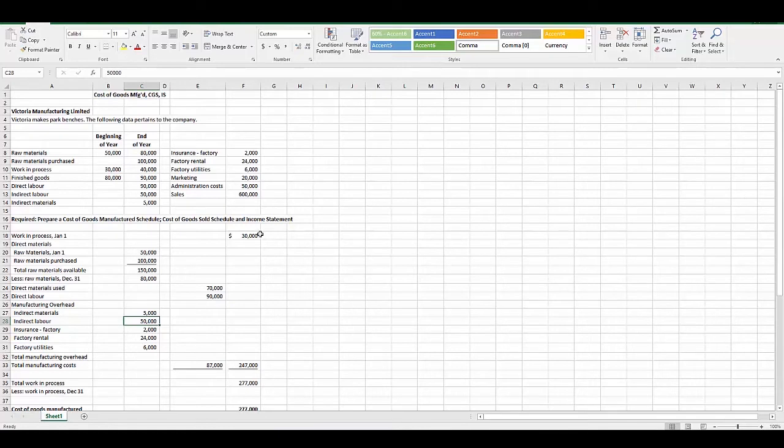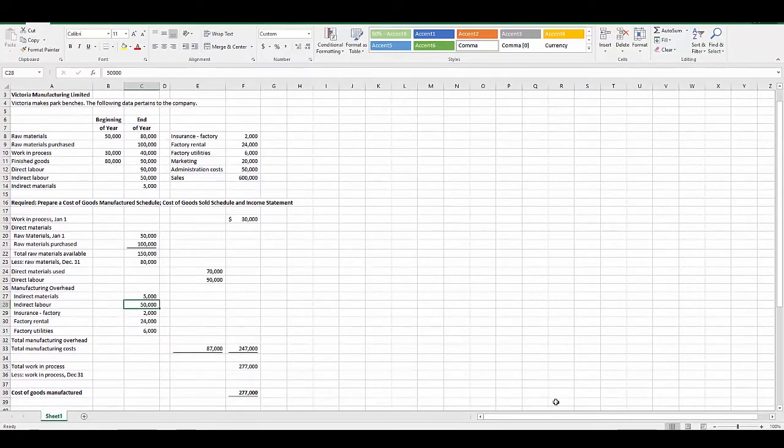So your work in process, $30,000, gets added to the new costs that you incurred during the year of $247,000. You're going to add the $247,000 to the $30,000 to come up with $277,000. So that's your work in process during the year.